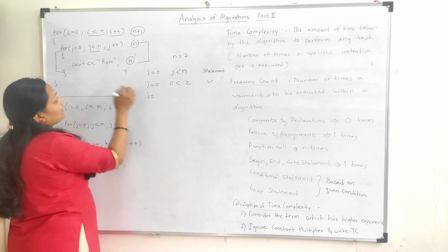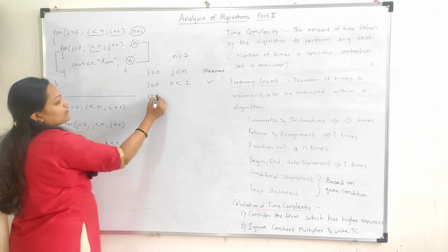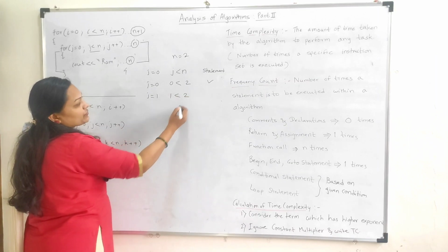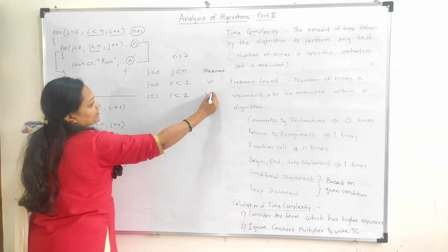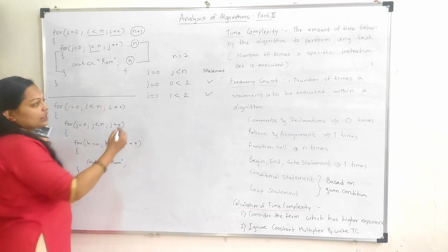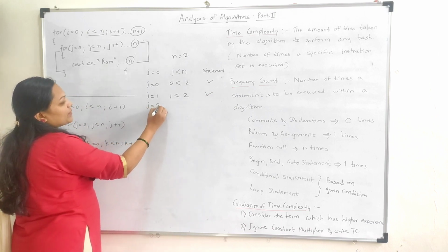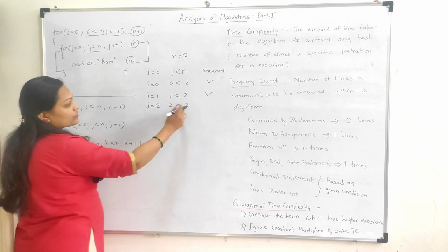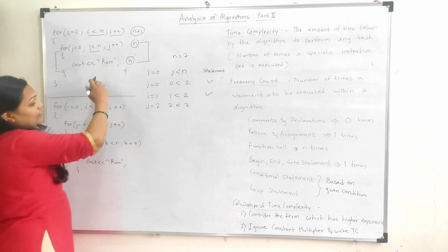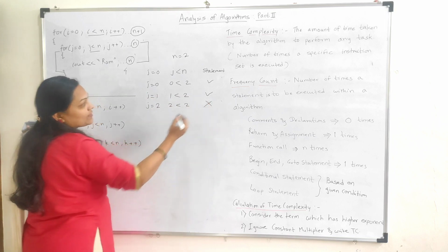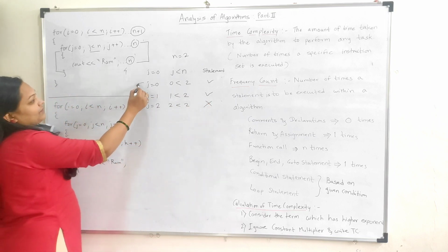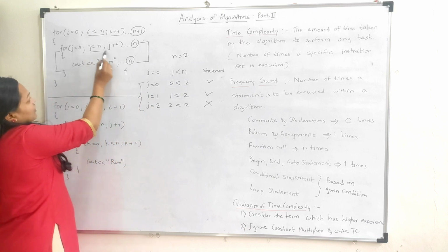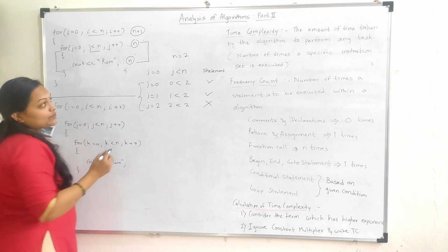Now the value of j will increment. The value of j will be 1. 1 is less than 2. Yes, true. So the statement inside of the for loop will execute. Then the value of j will be 2. Is 2 less than 2? No, this is not true. So whatever statement is inside of the for loop will not execute. So how many times will this condition execute? 1, 2, 3 times. This for loop condition will execute 3 times.